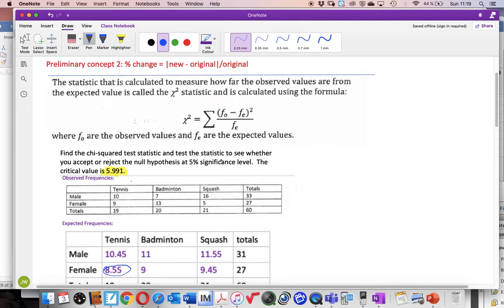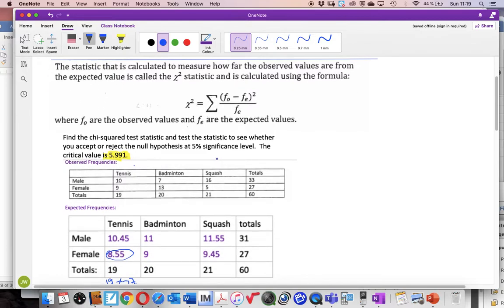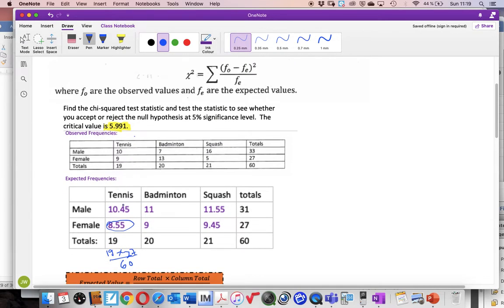Okay, so what are we going to be doing? We're going to be looking at whether, when these values are independent, the difference between the values that we observed, so collected from a survey, whatever, is mathematically significant.